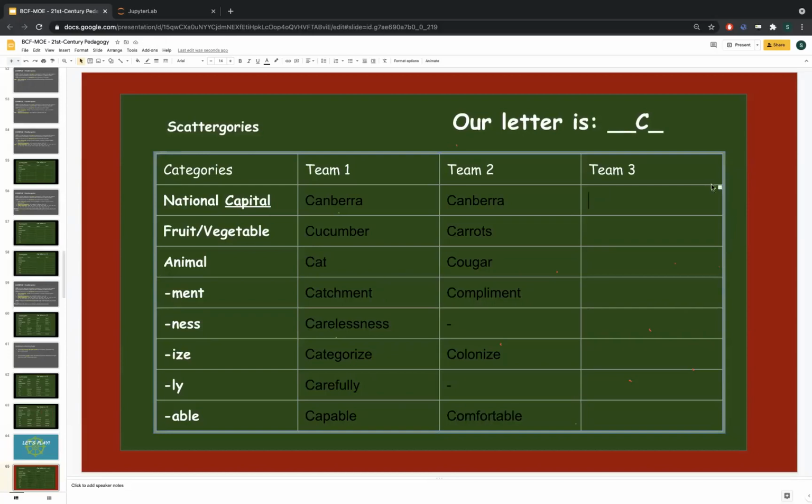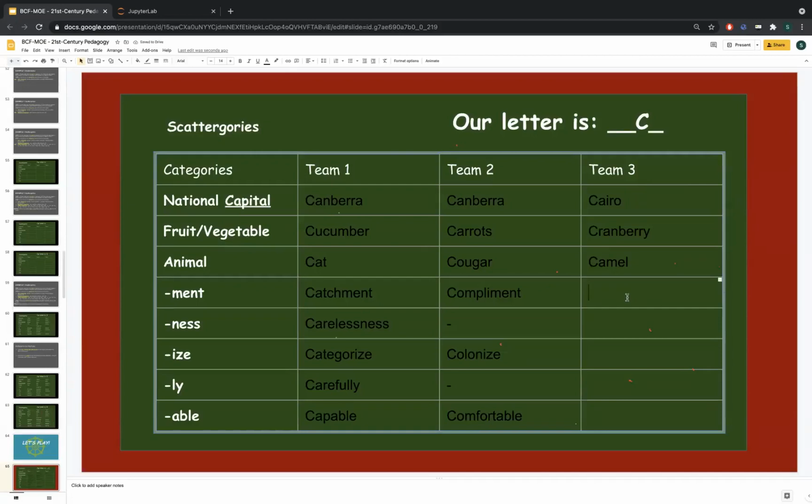So we have one last brave person. I see Lundup. Could we have Lundup share their answers, please? Thank you so much, Kina. Yes, sir. Can you hear me, sir? Yes, thank you so much. Do you have a capital for us? Cairo. Cairo. And then for fruits and vegetables? Cranberry. For animal? Camel. Camel.